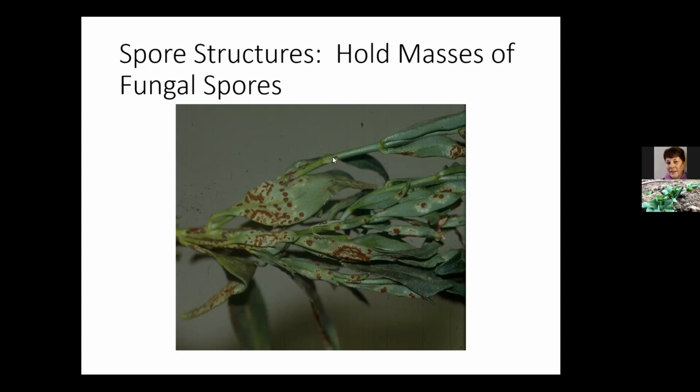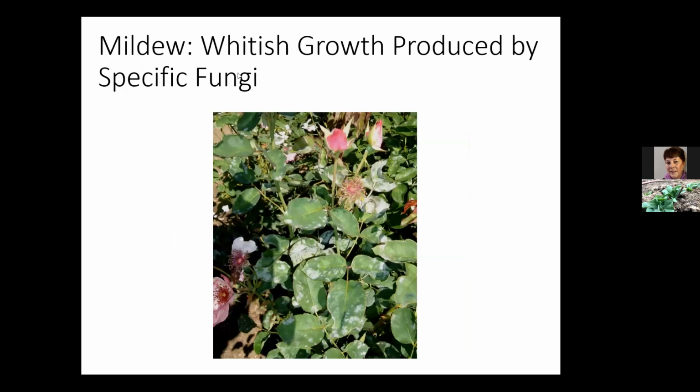So we also have mildew, powdery mildew, which is the whitish growth produced by specific fungi. As you can see on this rose, you can see all this white color here. This is all powdery mildew. And powdery mildew is actually both a symptom and a sign, because it's showing on the leaves, and then when you get up close to it, you can actually see the fungus growing on the leaf surface, and it grows on both the upper and lower leaf surfaces.